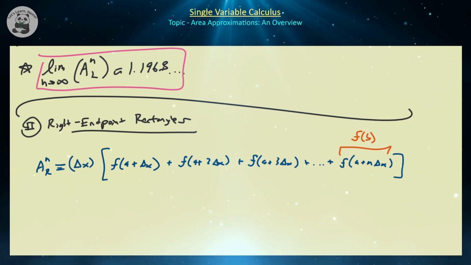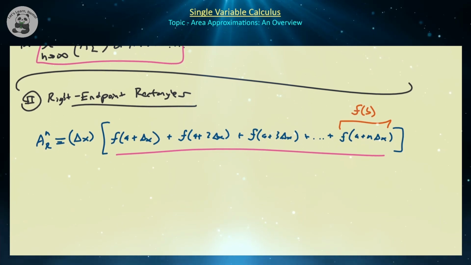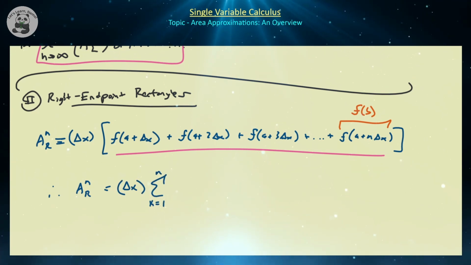So, once we have this in expanded form, we should be able to quickly represent this in summation notation and write this as A_n R is equal to delta x multiplied by the sum from k is equal to 1 to n, because notice that we have 1, 2, 3 down to n, so that changes the sum a little bit, of the same exact functional expression, f of a plus k delta x.